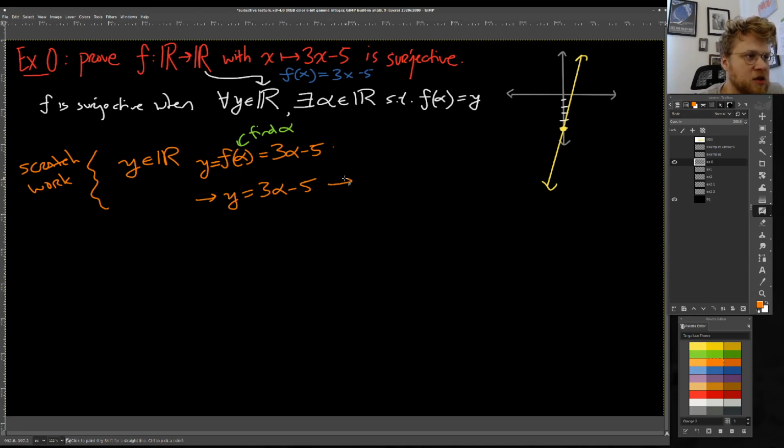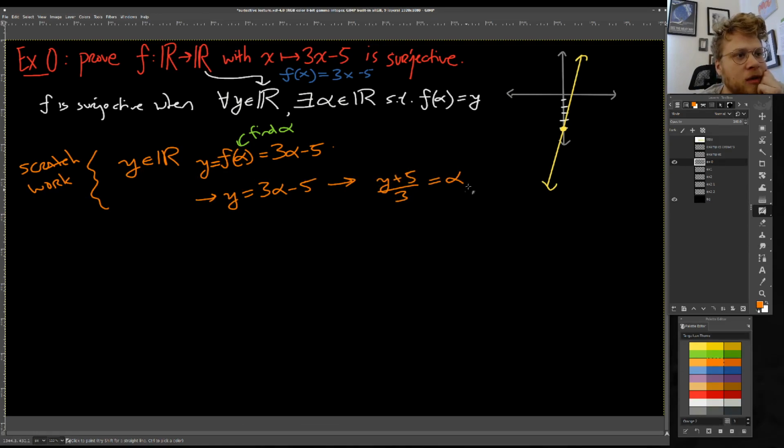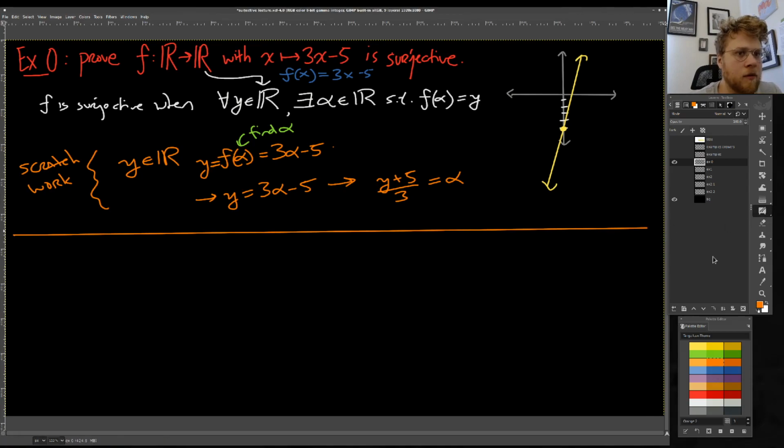And doing this, we can solve for alpha. So we'll get (y plus 5) divided by 3 equals alpha. And that is going to be a real number for this fixed value of y. Whatever real number you have, you can always add 5 and divide by 3, no problem. So alpha will be our particular value that gets sent to this arbitrary y. I do like to separate that so it's a little clearer what our logical flow is when we do the proof.